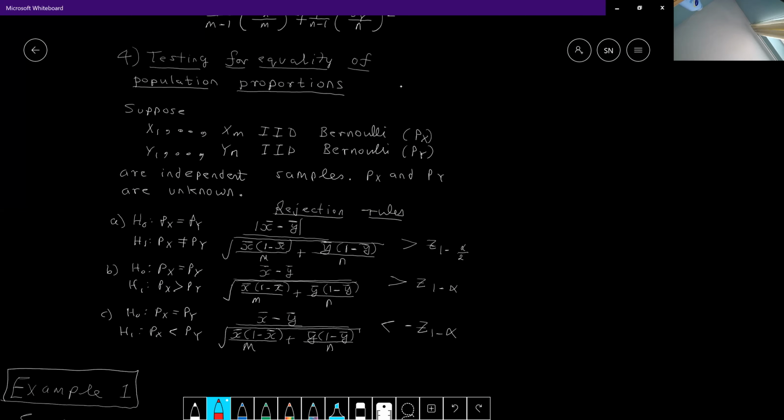So just to summarize one more time, there are four tests in the two sample case. The first one is the testing for equality of population means when the variances are known. The second one is the testing for equality of population means when the variances are unknown but equal. The third one is testing for equality of population means when the variances are unknown and not equal. And the fourth one is this one, testing for equality of population proportions.